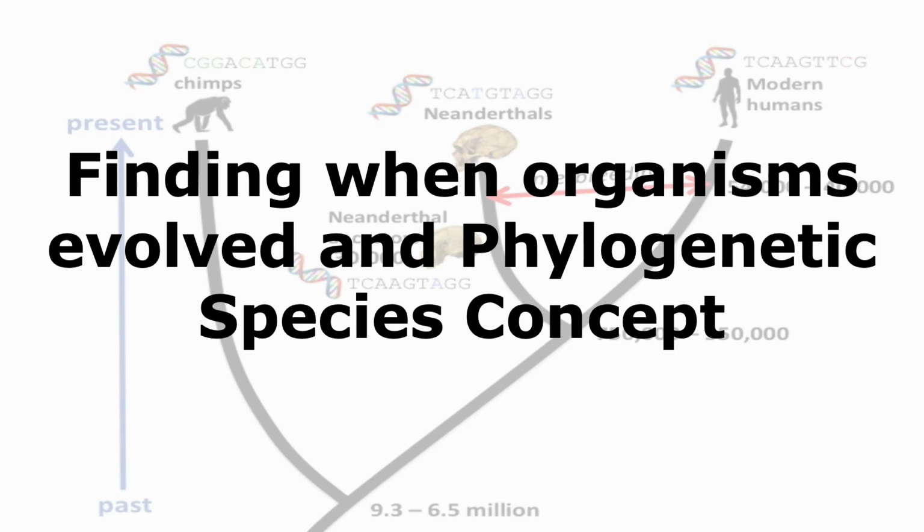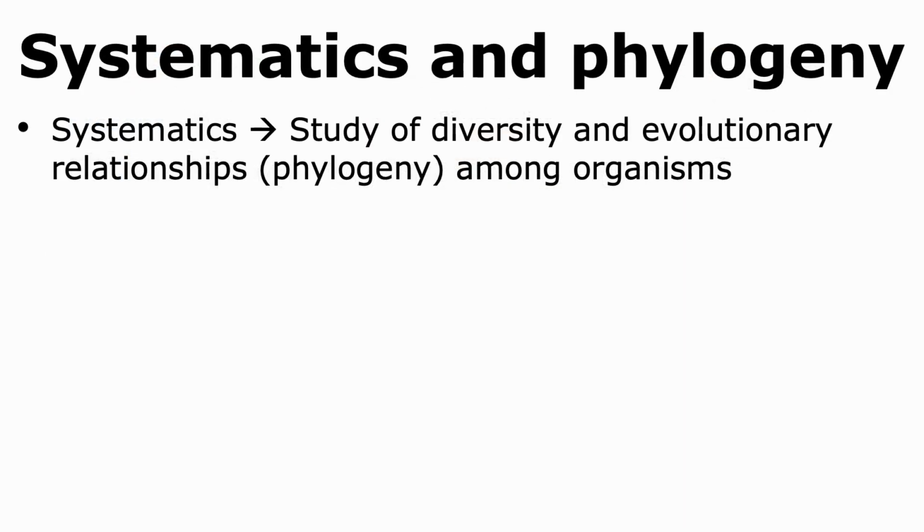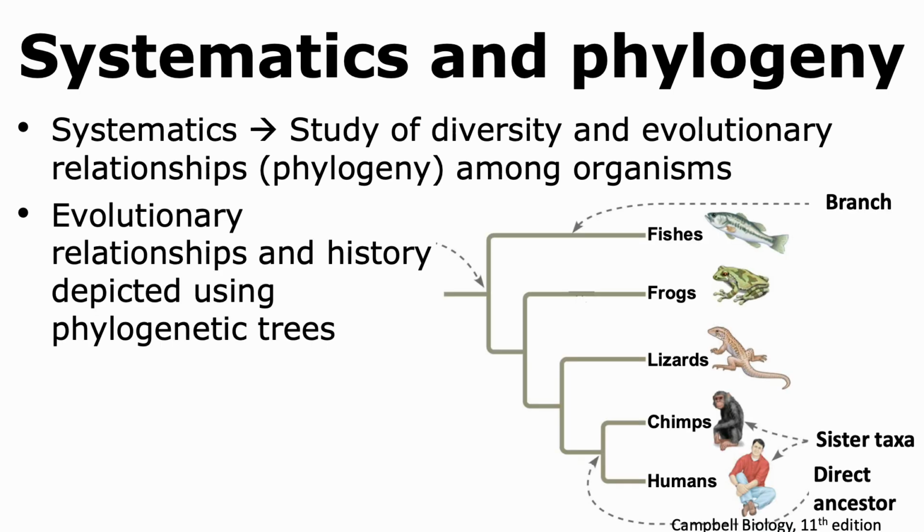In this talk, we will learn about different strategies that are used to find when organisms evolved, followed by the phylogenetic species concept. The discipline of systematics studies the diversity and evolutionary relationships, or phylogeny, among different organisms. These evolutionary relationships are pictorially depicted using phylogenetic trees.